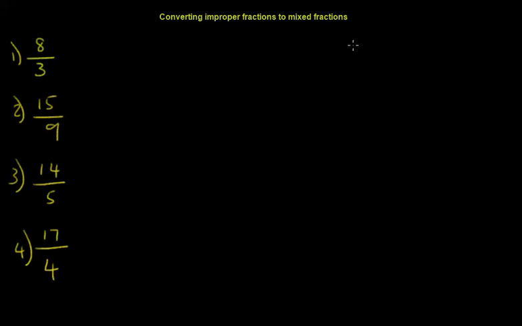An example of a mixed fraction would be something like 2 1/2 or 3 1/3 or 4 2/5 and so on, where we'll have an integer or a whole number and then a fraction that follows next to it. So how do we do that?